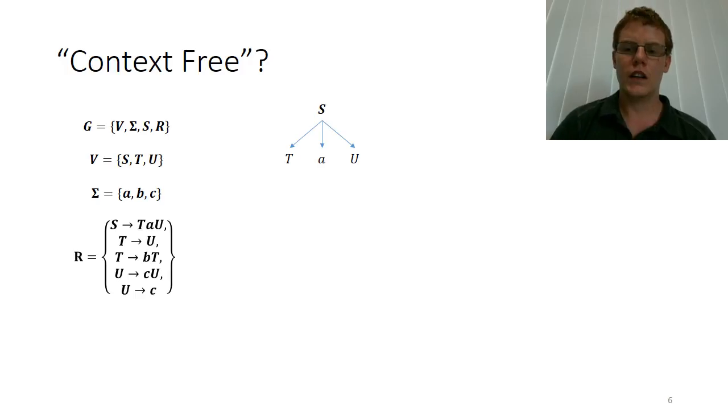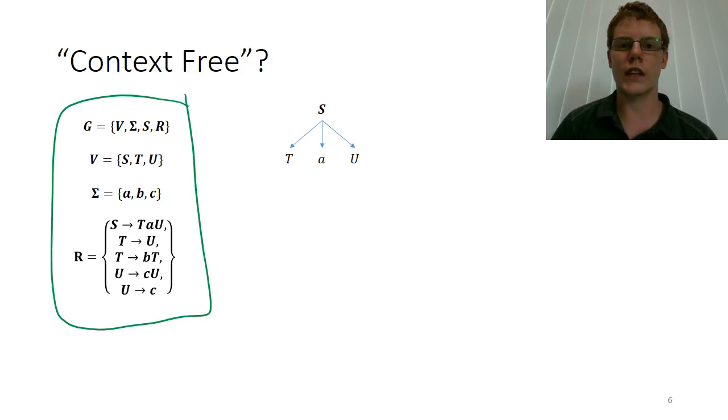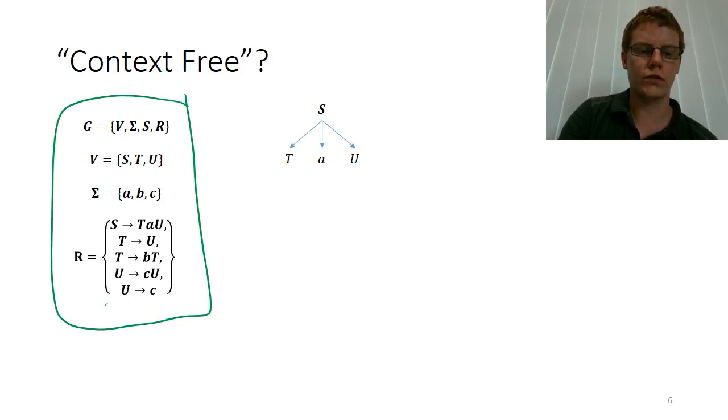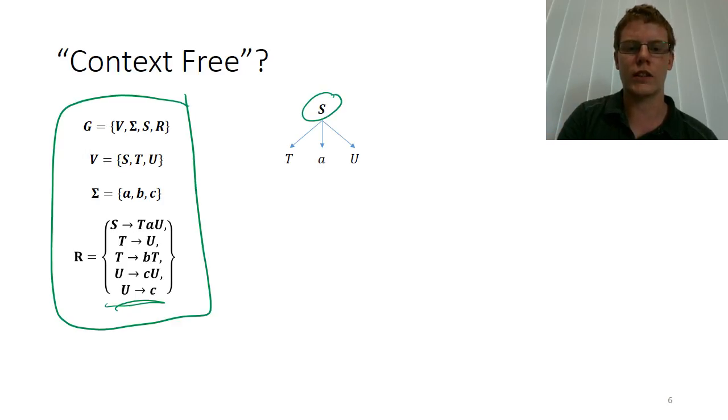So, let's take a concrete example. Let's say we have this grammar here on the left, where we have non-terminals S, T, and U in capitals, and terminals A, B, C. And we have this set of rules here. And let's say that we've expanded using the only rule that we can expand from the start non-terminal S, so that we now have a non-terminal, then an A, and then another non-terminal.